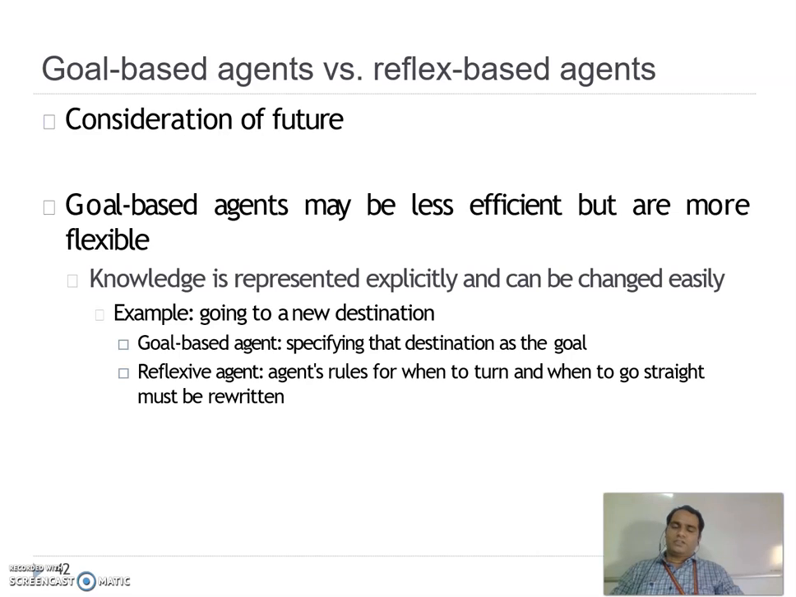Goal-based agents versus reflex-based agents: consideration of the future would be there. Goal-based agents may be less efficient because they pursue one specific goal, but they are more flexible. Knowledge is represented explicitly and can be changed easily in the case of goal-based agents, based on the goal you want to perform. So going to a new destination, you change the destination and it goes to the new destination.